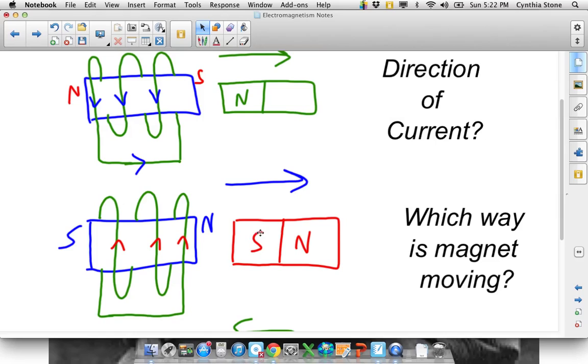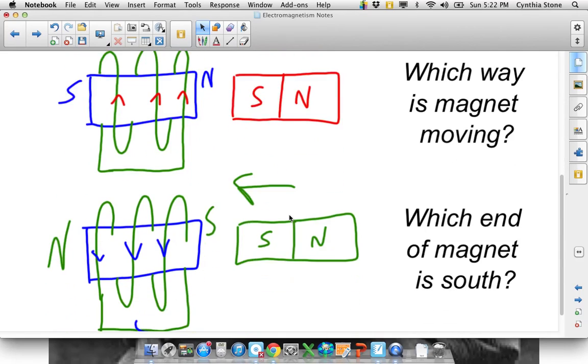If this is south, then this must be north to oppose me pulling it away. No, I lied. This is north, I lied. That part I didn't know yet. This is north because I have the current flowing up. So I use my left-hand rule for a coil, and this is north. So if this is north and this is south, this must be away because I have to pull it away, right? It has to be work for me to pull it away.